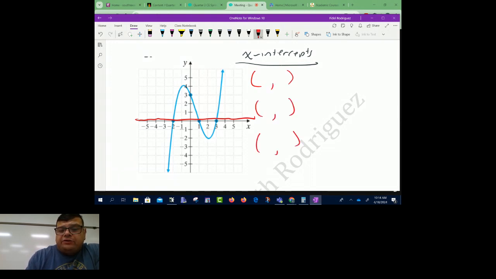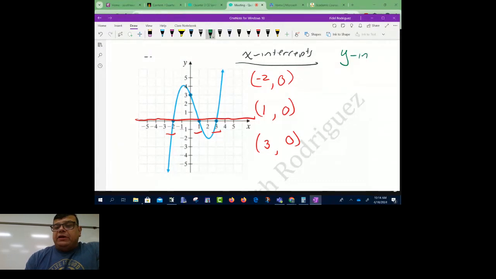I'm going to give you a hint too, y'all. The y number on all of them is going to be 0. So this one here, -2. This one here, +1. This one here, +3, right? So we got 3 x-intercepts, okay?